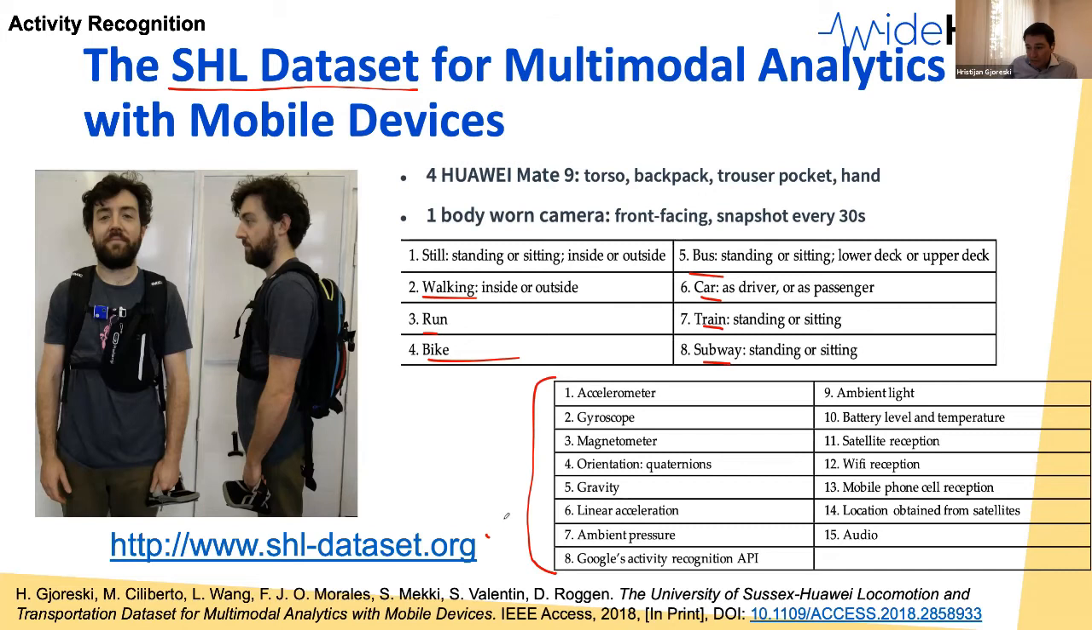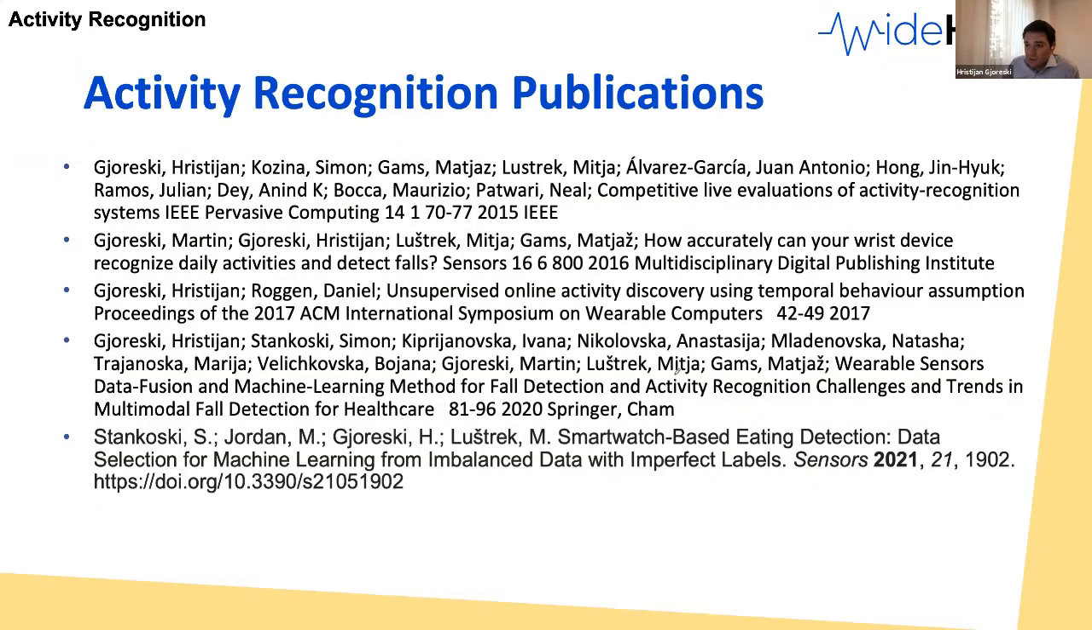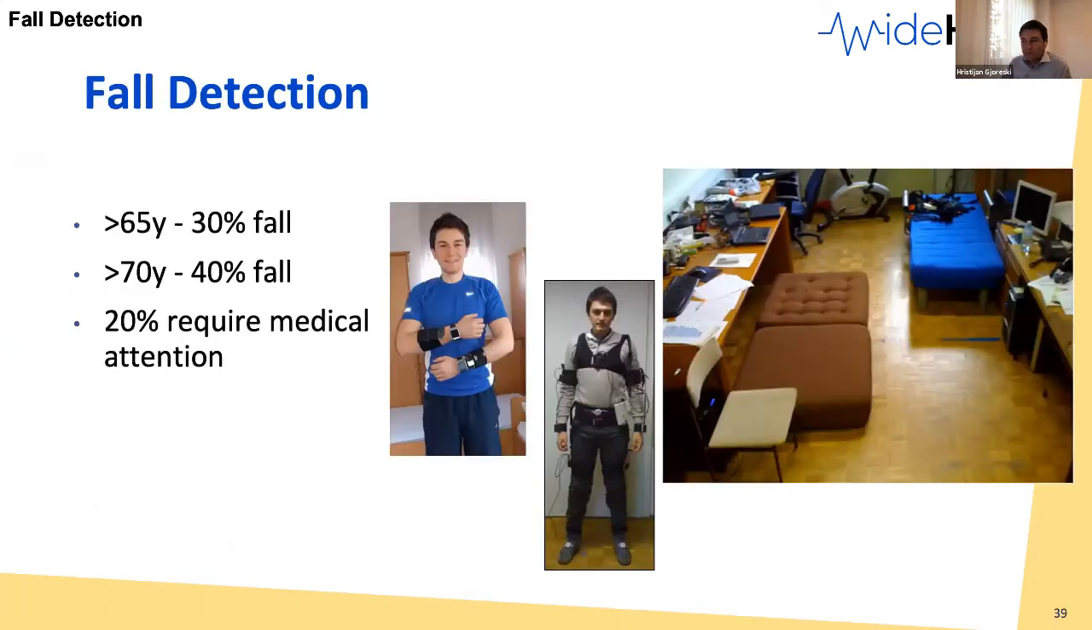It is a publicly available data set, or at least parts of it, because we are organizing competitions. So we cannot give access to the whole data set at once. And these are some statistics where we have 3 people going around London, Brighton, one of them went even to Liverpool, collecting data with smartphones. Okay, so this is a summarization of the publications on activity recognition.